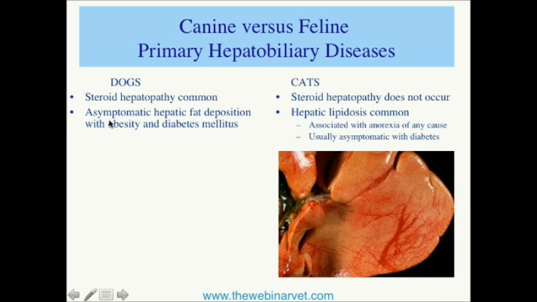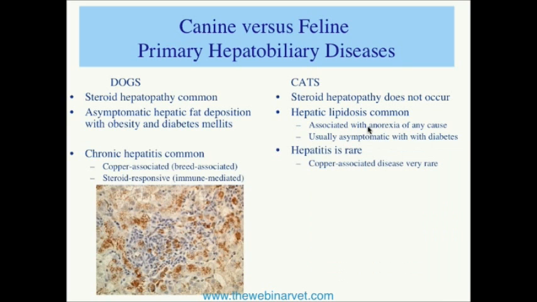So here I'd like to really distinguish between the dog developing asymptomatic fat accumulation with either obesity or diabetes. Okay, that does not make them sick. They are not anorectic. Usually their liver enzymes are unchanged or very mildly increased. They are not jaundiced. It is an asymptomatic fat accumulation in the liver. Contrast that with the cat. When they get sick, stop eating, develop this accumulation of fat in the liver, they become much sicker. They develop an entire sort of spiraling syndrome of clinical signs related to that fat accumulation. So a very important difference here between the dog and the cat.